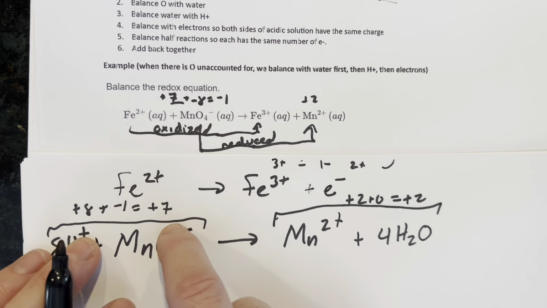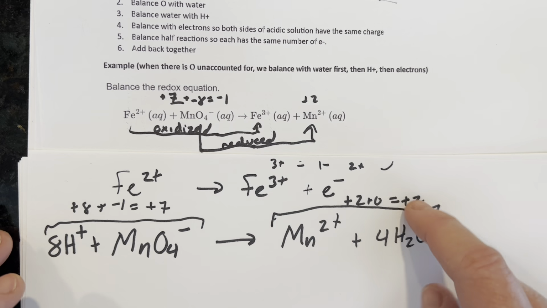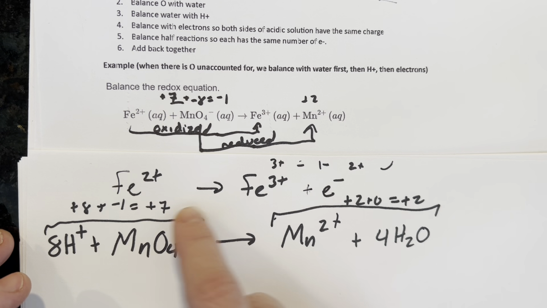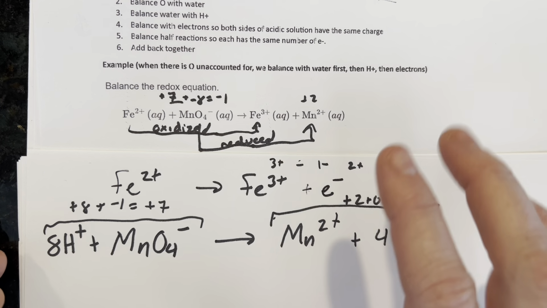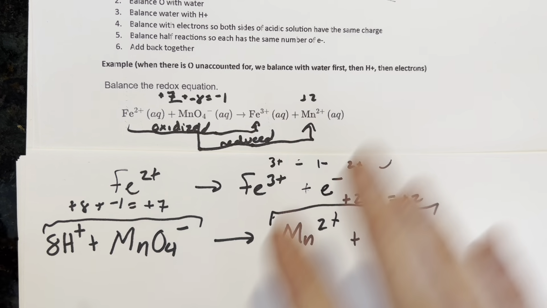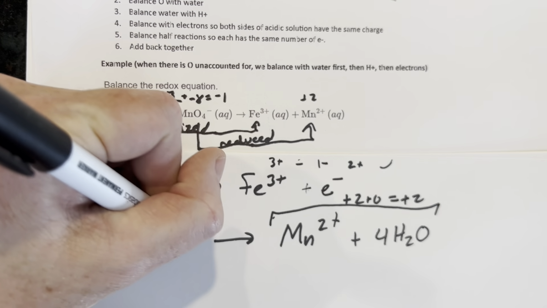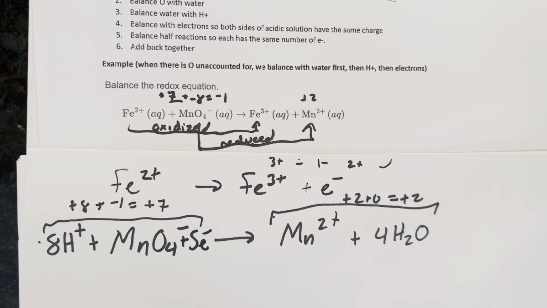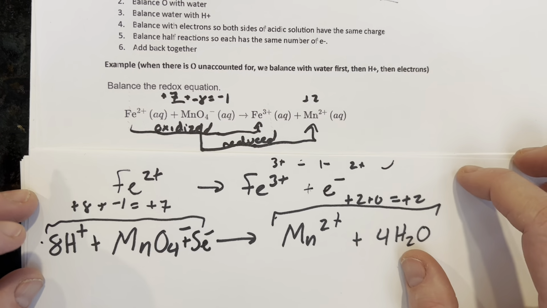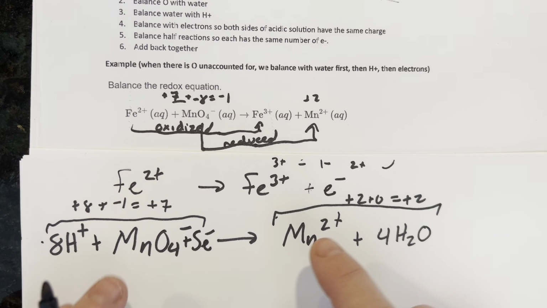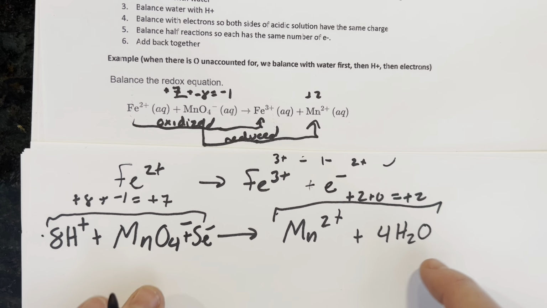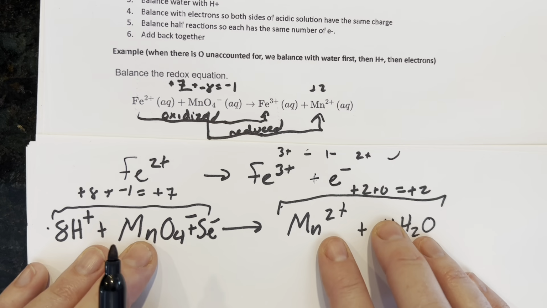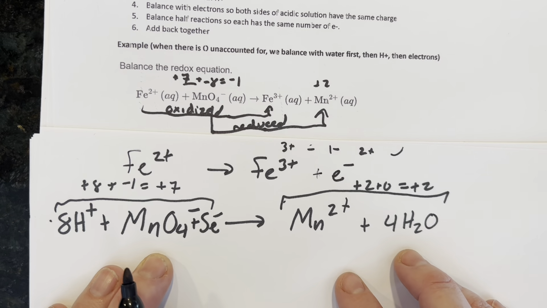We're going to add them to the most positive side to reduce that to equal this. So how many electrons do we need for 7 to go to 2? We need 5 electrons. So I'm going to add 5 electrons over here. Okay, that now is a balanced reaction. We have the same number of manganese, the same number of oxygens, the same number of hydrogens, and we also have the same charges, and that's why we know that we're okay.